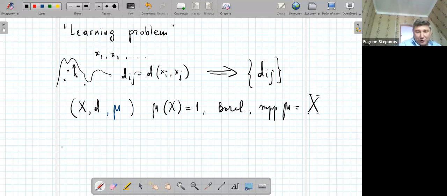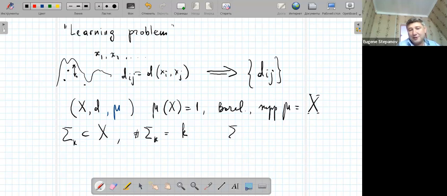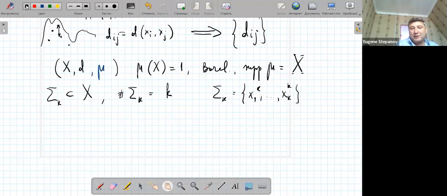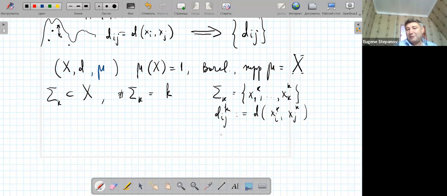You take a sufficiently large number k, and you choose a set sigma k in X. Sigma k will have k points: x1k, and so on, xkk. You measure the distances between these points, so dijk will be the distance between xik and xjk, and you send me this distance matrix.